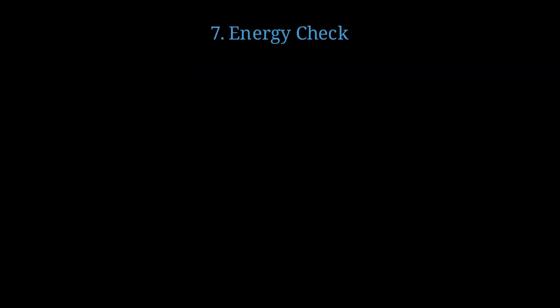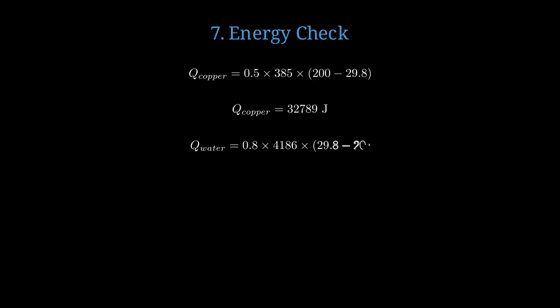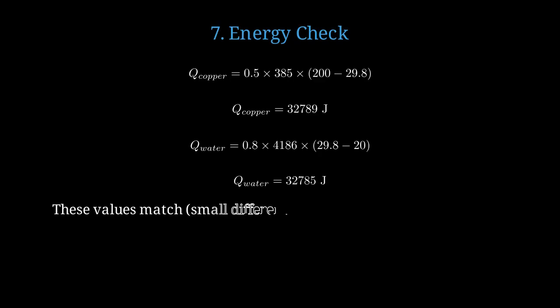Let's verify that energy is conserved by calculating both sides. Heat lost by copper equals 0.5 times 385 times (200 minus 29.8). This equals approximately 32,789 joules. Heat gained by water equals 0.8 times 4,186 times (29.8 minus 20). This equals approximately 32,785 joules. These values match within rounding error, confirming our answer is correct.